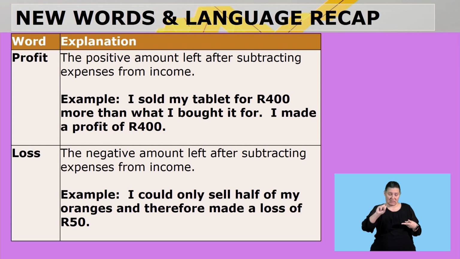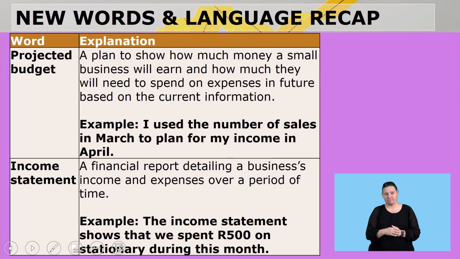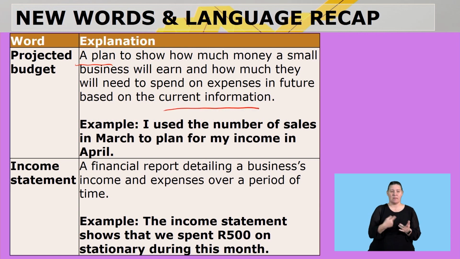Loss, the negative amount left after subtracting expenses from income. For example, I could only sell half of my oranges, and therefore I made a loss of 50 Rand. A projected budget, a plan, remember that is important, a plan to show how much money a small business will earn and how much they will need to spend on expenses in the future based on current information. For example, I used the number of sales in March to plan for April.